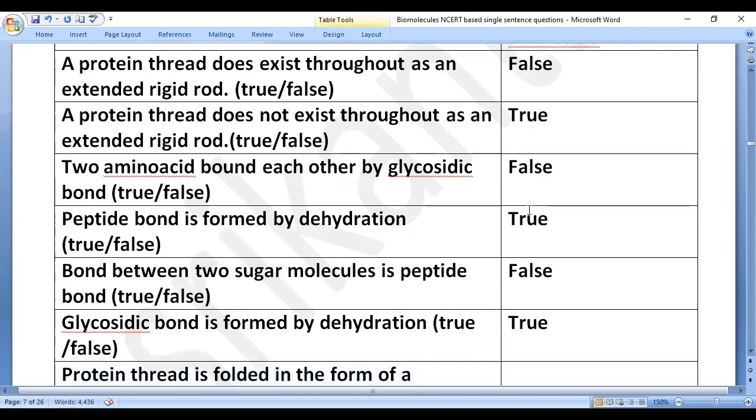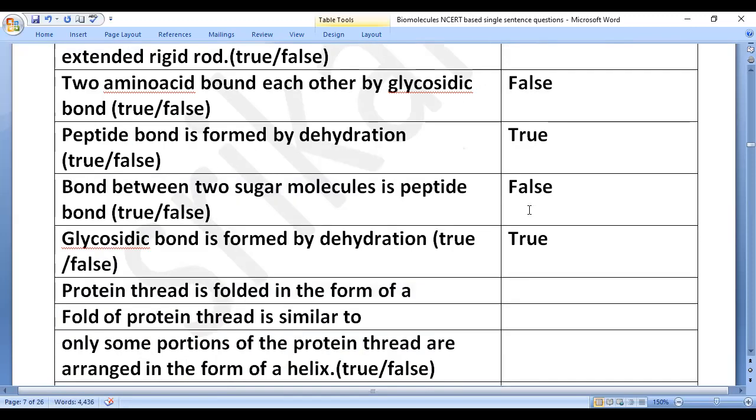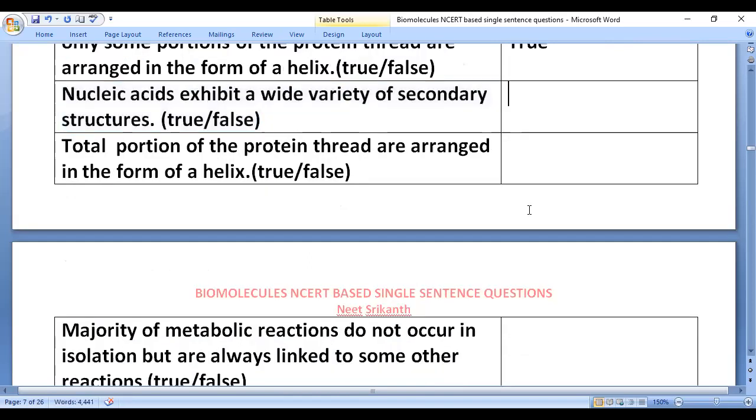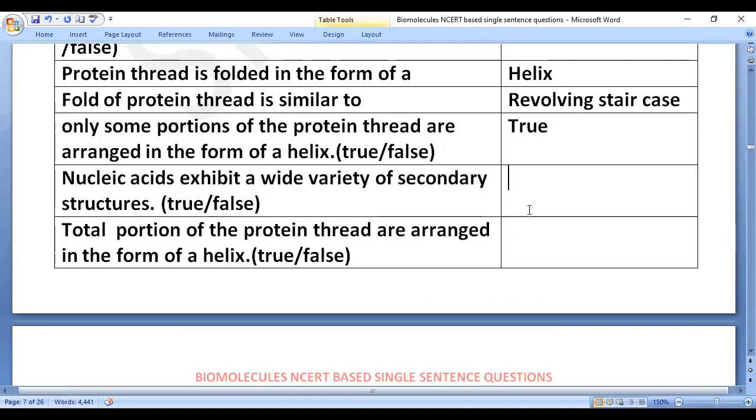True. The protein thread is folded in the form of a helix. The fold of the protein thread is similar to a revolving staircase. Only some portions of the protein thread are arranged in the form of a helix. True. Nucleic acids exhibit a wide variety of secondary structures. True. The total protein thread is arranged in the form of a helix. False.